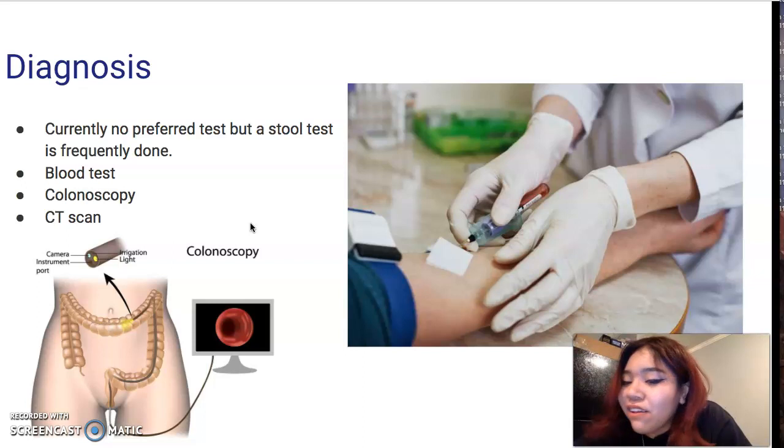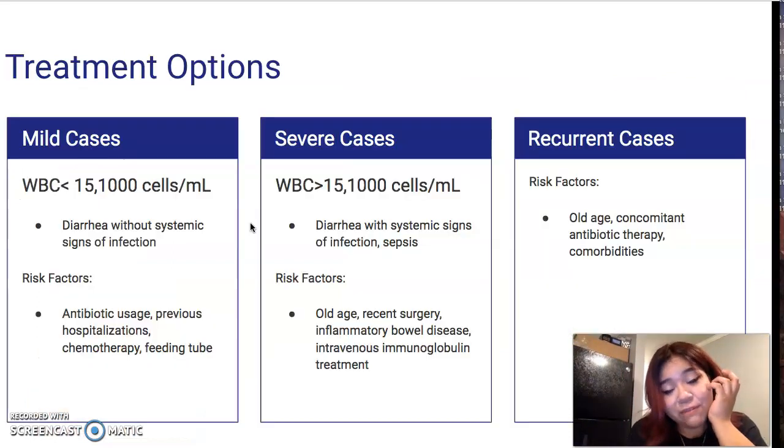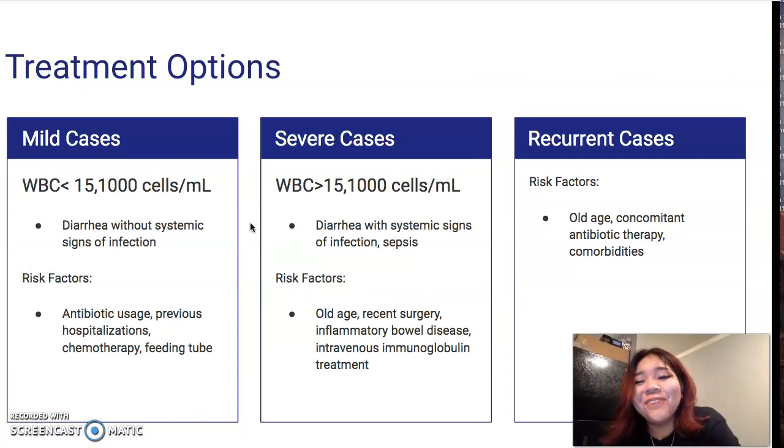And if the doctor suspects you have a hole in your colon, that's when your symptoms are severe. He will conduct a CT scan to see if you have a hole in your body. And in mild cases, your white blood cell count is less than 15,000 cells. And in a severe case, you would have more than 15,000 white blood cells in your blood per milliliter.